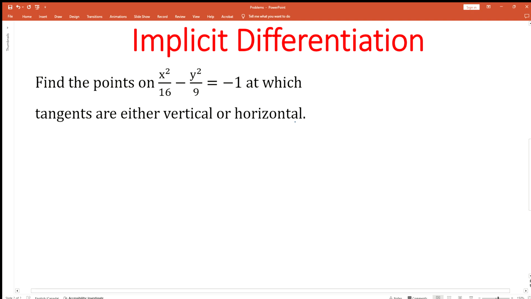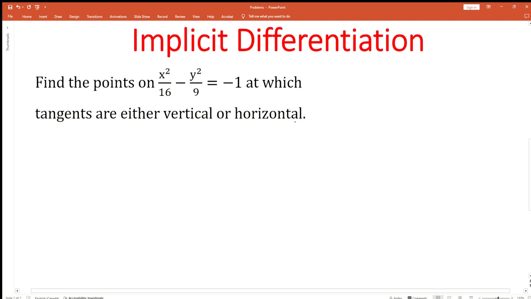For this problem, we have to use concepts of slope of straight line because tangent is a straight line that touches a curve at a point. The slope of a vertical line is undefined. The slope of a horizontal line is 0. We will use these concepts to solve this problem.